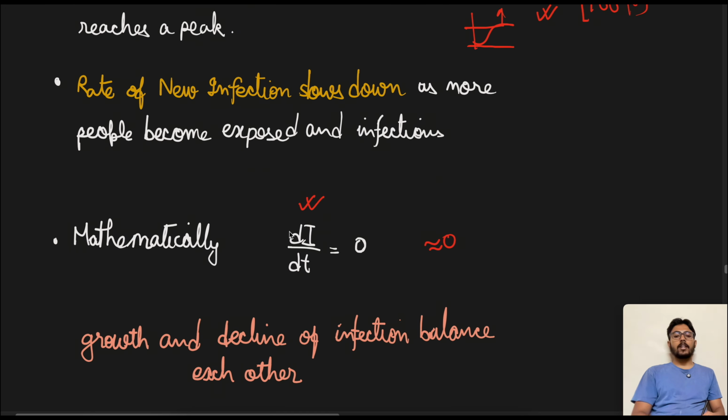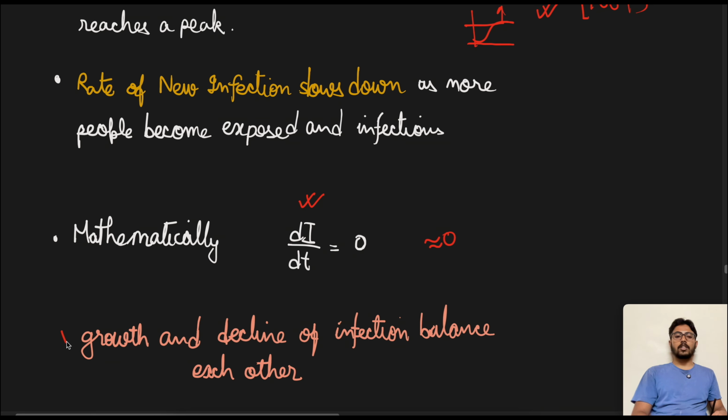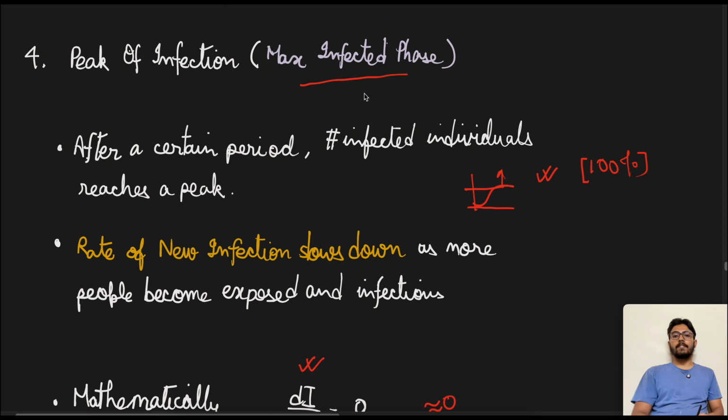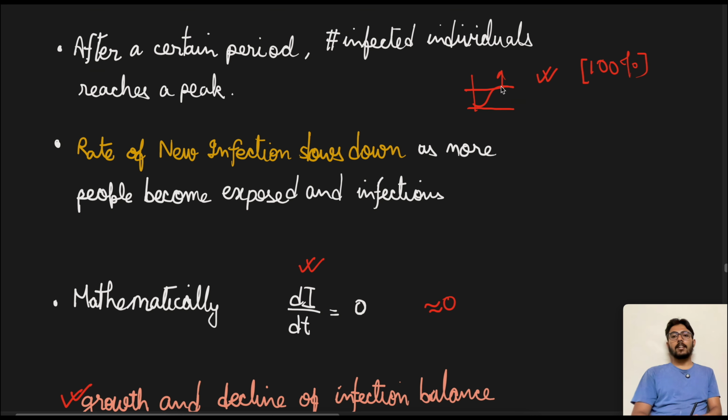And the important criterion that we get out of this discussion is basically that the growth and decline of infection balance each other out in this particular phase, which is the max infected phase, right? So neither is the number of infected individuals reducing nor is it increasing. So it's kind of stuck in a straight line.